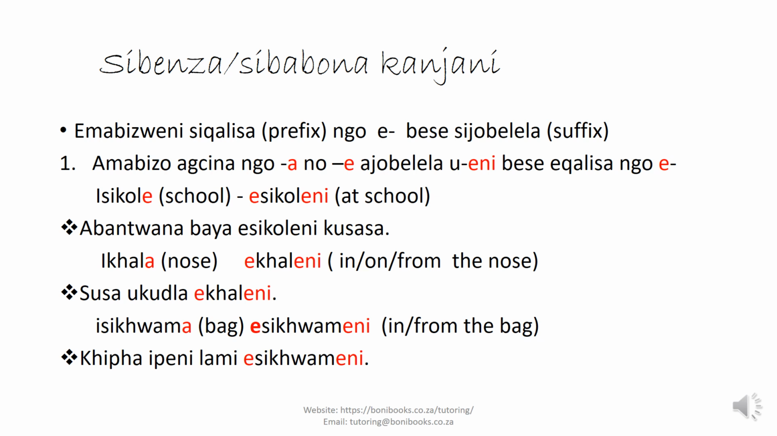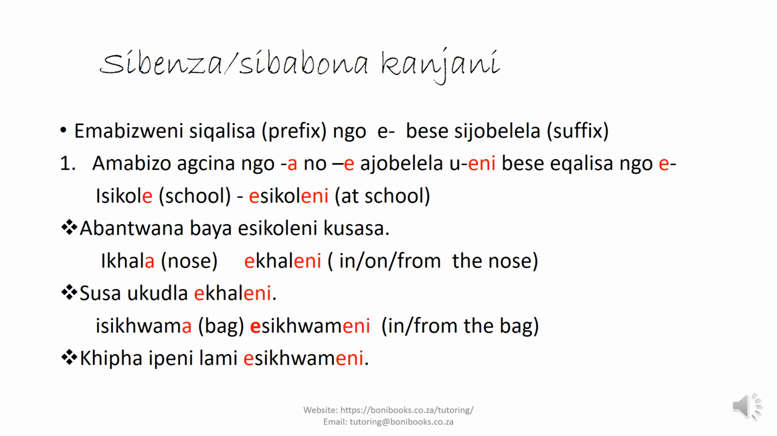So what I'm saying here is that Ondaweni, emabizweni siqalisa. What is qalisa? Qalisa is to begin or to prefix. Siqalisa ngo e. Bese sijobelela, and then we suffix. We suffix different things, so it is going to depend on the noun that you're working with. We are mainly going to look at what the noun ends with, and then we suffix accordingly.